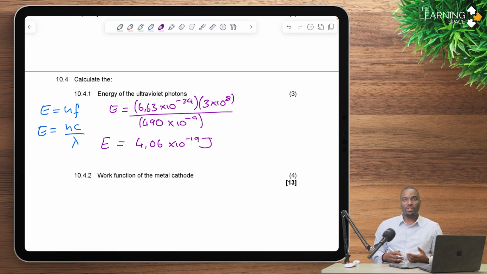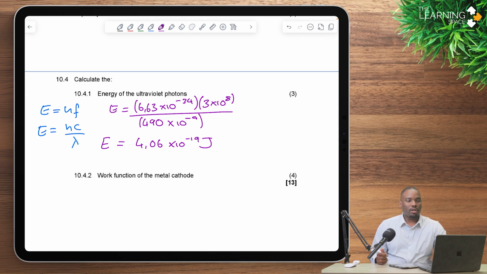Super easy, nothing challenging. This question gives you 3 marks, 1 for the formula, 1 for substitution, and 1 for the final answer. Let's jump on to the final one. 10.4.2. It says we need to calculate the work function of the metal cathode, right?